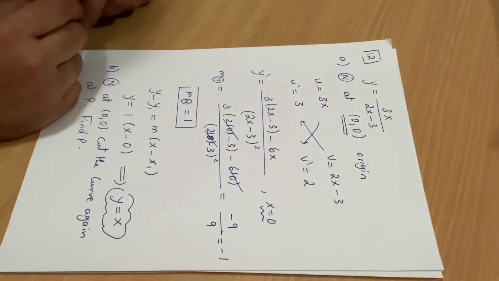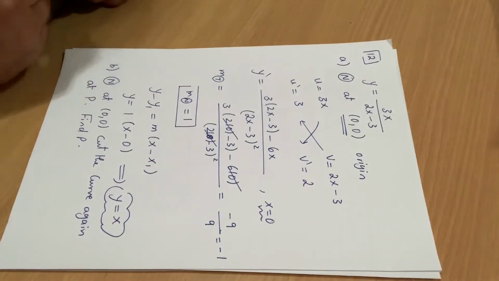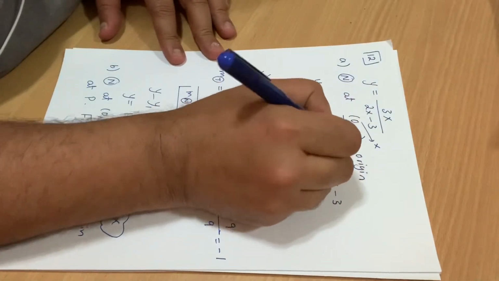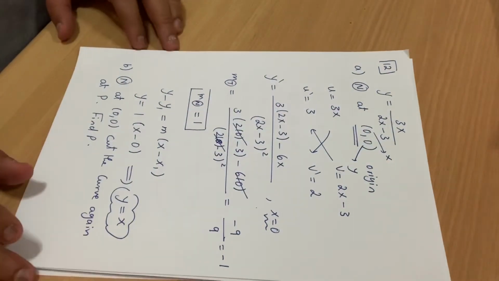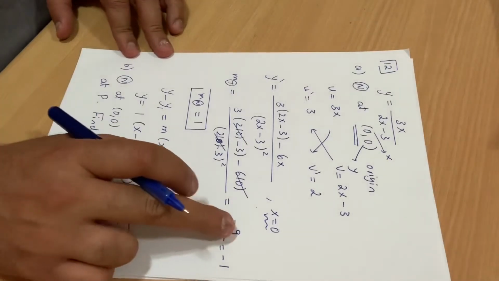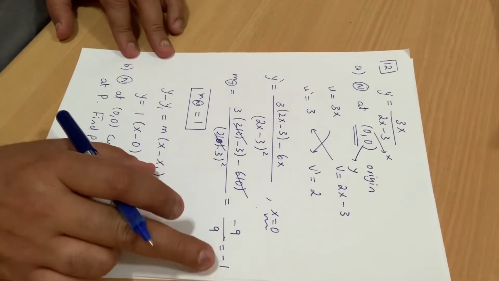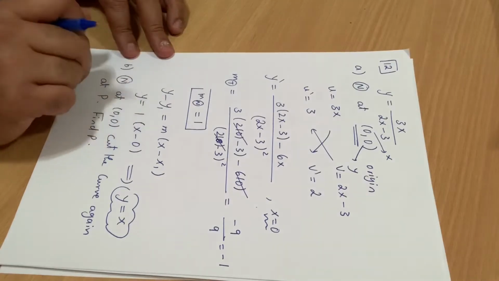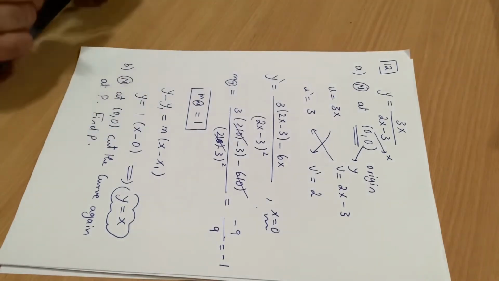So directly, x is equal to 0 to find the equation of the normal. This is the x coordinate, and of course this is the y coordinate. By replacing x with 0, you'll find negative 9 over 9, which is equal to negative 1, the gradient of the tangent. Then the gradient of the normal is 1, because you have to flip and change the sign.